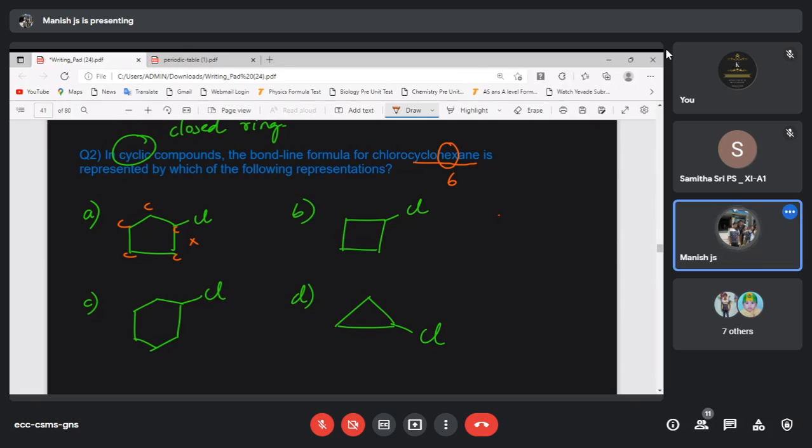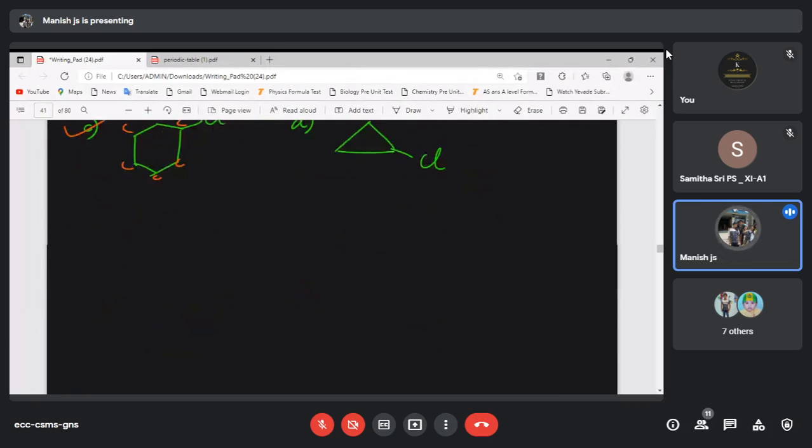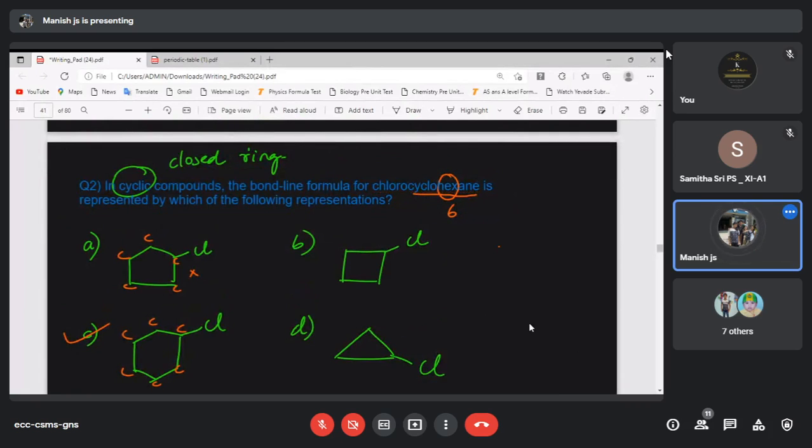Second has 4 carbons, a square. Here you have a hexagon, so you have 6 carbons. So this is the option. So option C is correct. Chlorocyclohexane. That is how we name it. Okay, so this was quite simple. We'll move on to the next one.